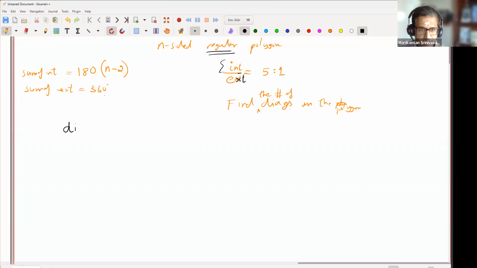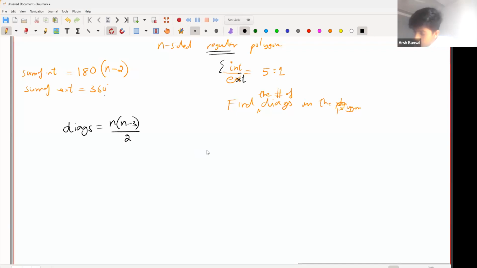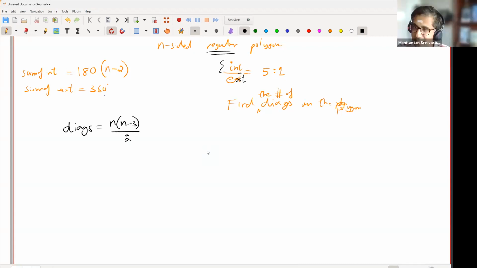You maybe missed the previous thing. The number of diagonals in an n-sided polygon was n into n minus 3 by 2. You remember this one from before, right? I did this in the first class. Can you repeat the question, the sum of the interior angles or one interior angle? It doesn't matter either way. Each interior by each exterior will be the same as the sum of the interior by the sum of the exterior, because it's a regular polygon. All the interiors will be the same, all the exteriors will be the same, so that ratio is 5:1.